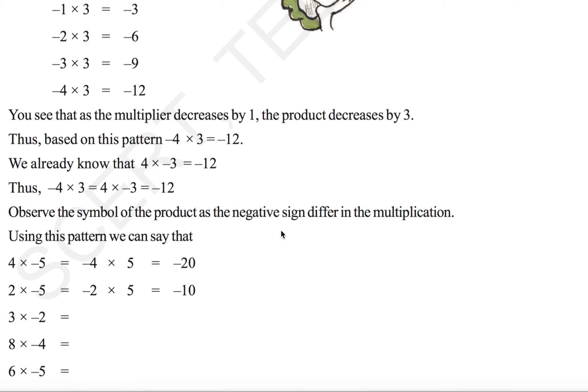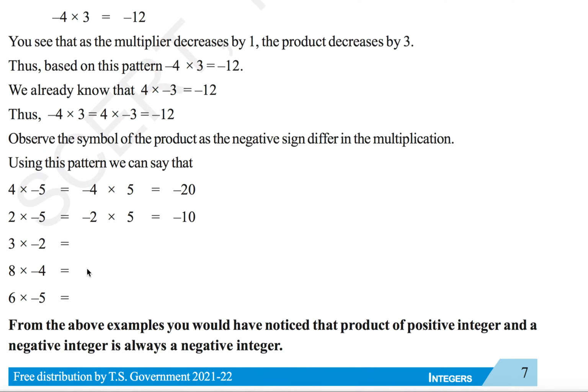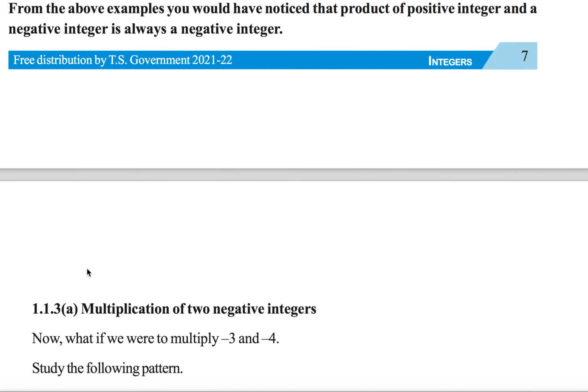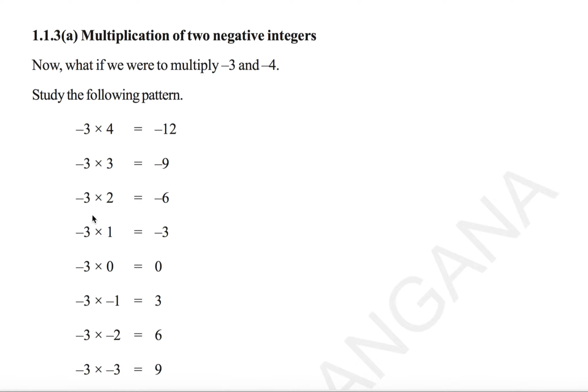Using this pattern, we can say that 4 into minus 5 equal to minus 4 into 5 equal to minus 20. 2 into minus 5 is minus 10. 3 into minus 2 equal to minus 2 into 3 equal to minus 6. 8 into minus 4 is minus 32. 6 into minus 5 is minus 30. From the above examples, you would have noticed that the product of a positive integer and a negative integer is always a negative integer.